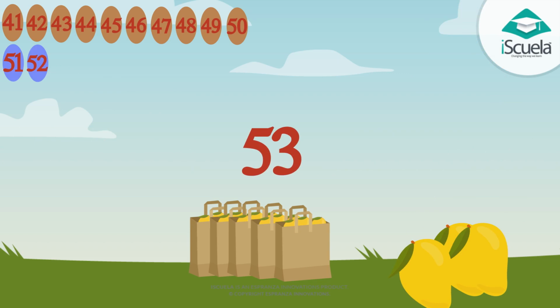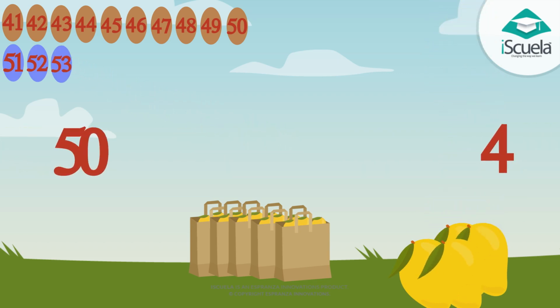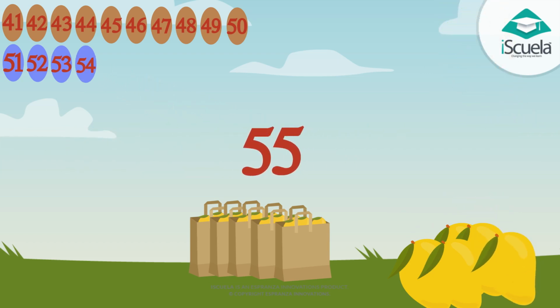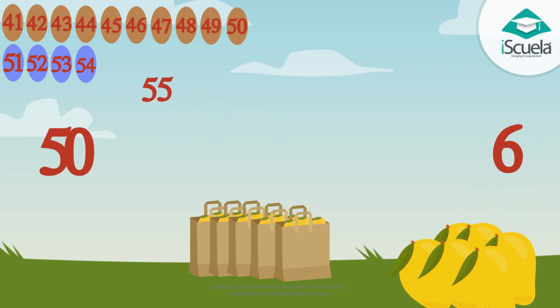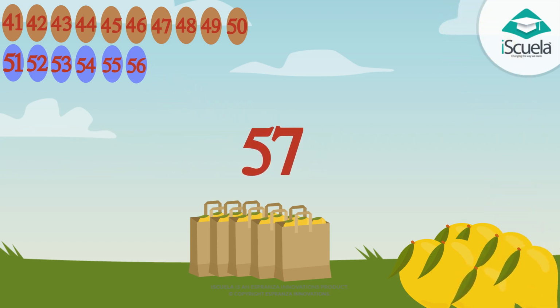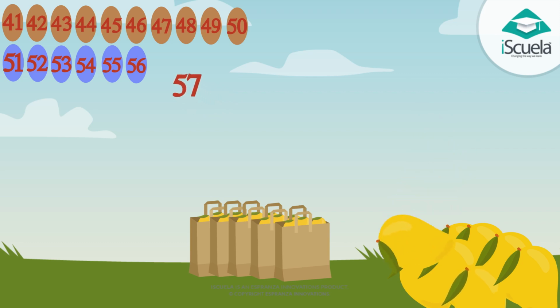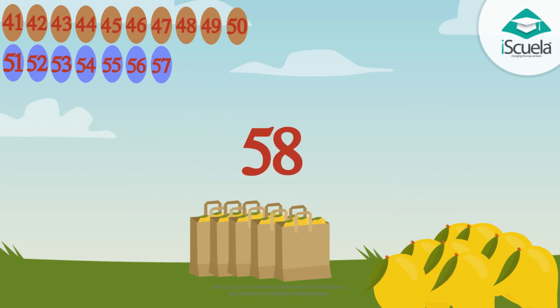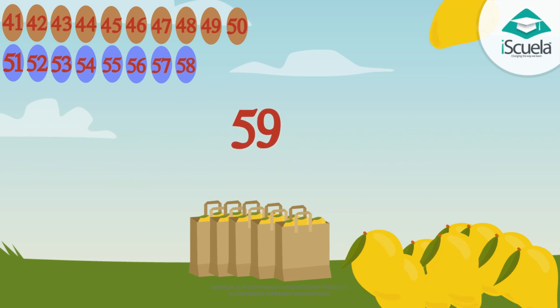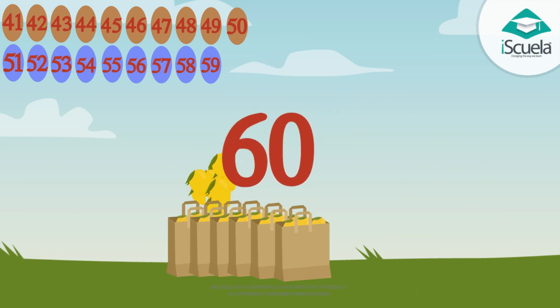50 and 3, 53. 50 and 4, 54. 50 and 5, 55. 50 and 6, 56. 50 and 7, 57. 50 and 8, 58. 50 and 9, 59. 60 mangoes is equal to 6 groups.